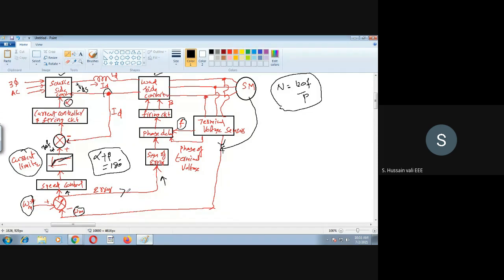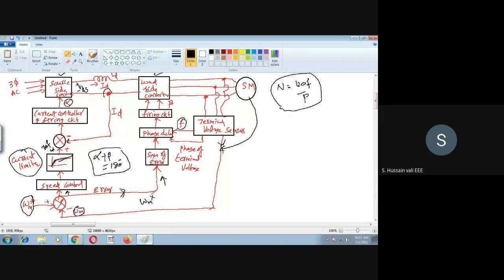Now coming to the other side, the speed error goes here. Then there is a block here. What is the sign of this error? The sign of this error may be a positive sign or a negative sign. If you have a positive sign, it means the actual speed is less than the reference speed. If you have a negative sign, it means the actual speed is more than the reference speed. It's simple, something like this.